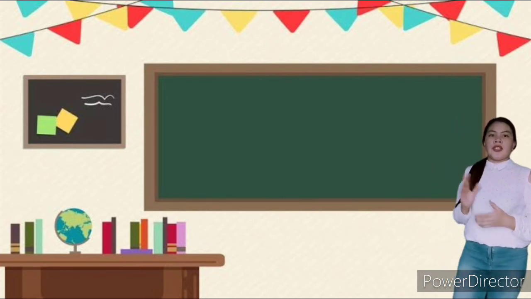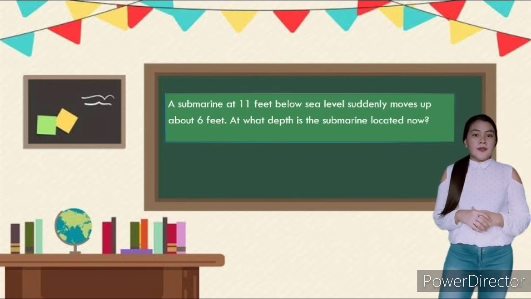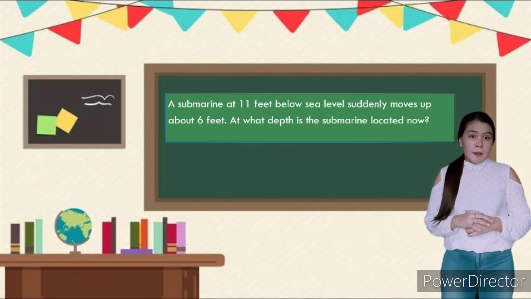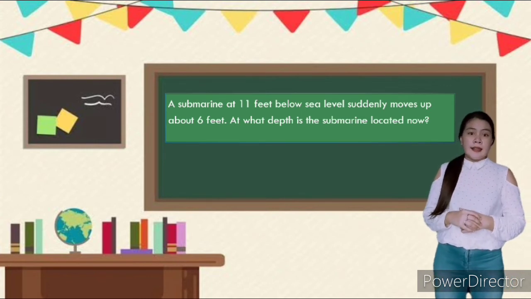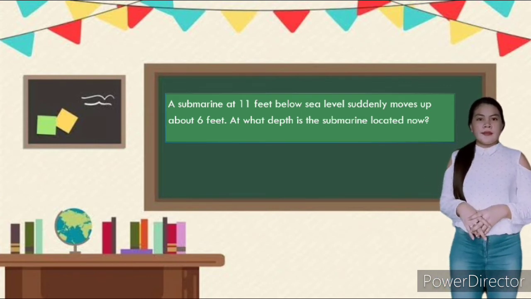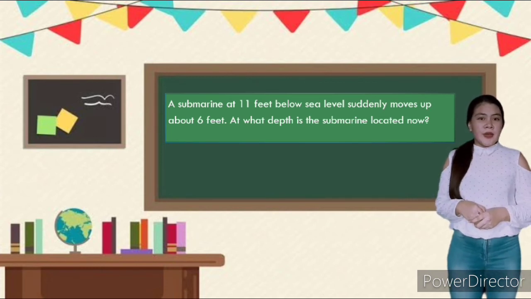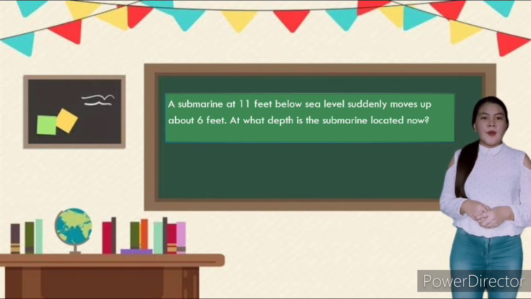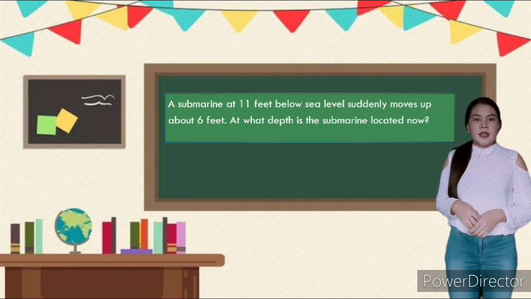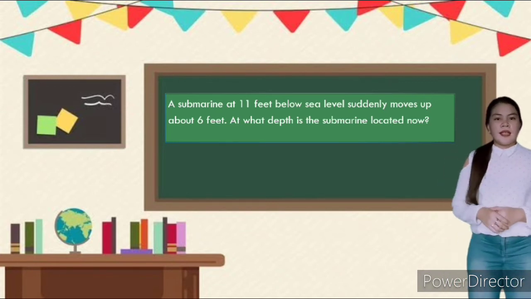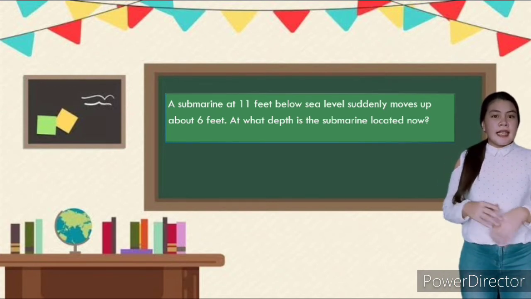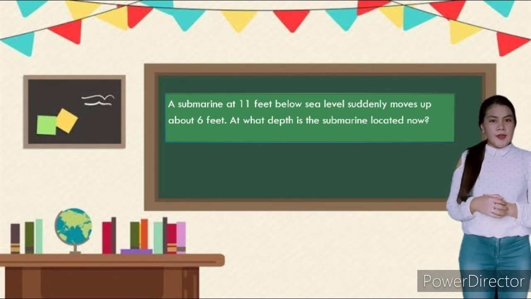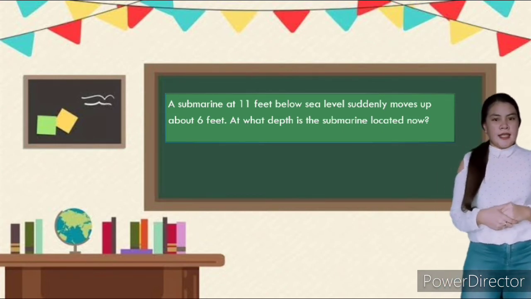So, here's the question. A submarine at 11 feet below sea level moves up about 6 feet. At what depth is the submarine located now? Okay, Mr. Ulysses, you're raising your hand. What is your answer? Yes, it is negative 5. So, thank you, Mr. Ulysses. You may now take your seat.